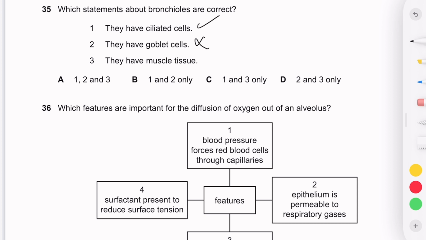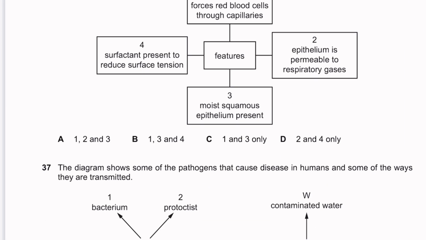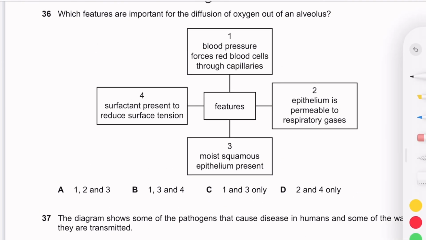They could have ciliated cells and they have ciliated muscle tissue. Now, actually, they do have ciliated cells, but terminal bronchioles will always have ciliated cells, while the respiratory bronchioles are going to have much less ciliated cells. So it's 1 and 3, hopefully. And moving on. Which features are important in diffusion of oxygen out of an alveolus?